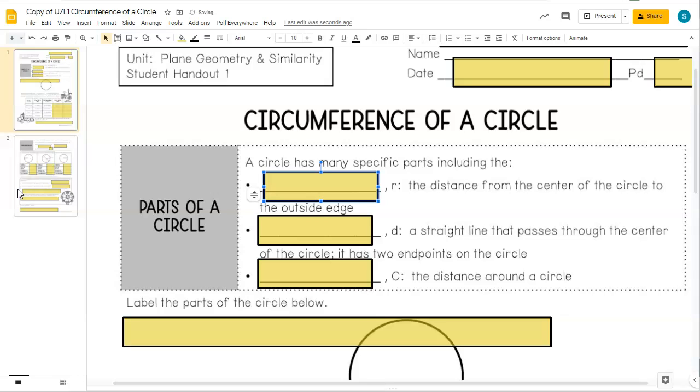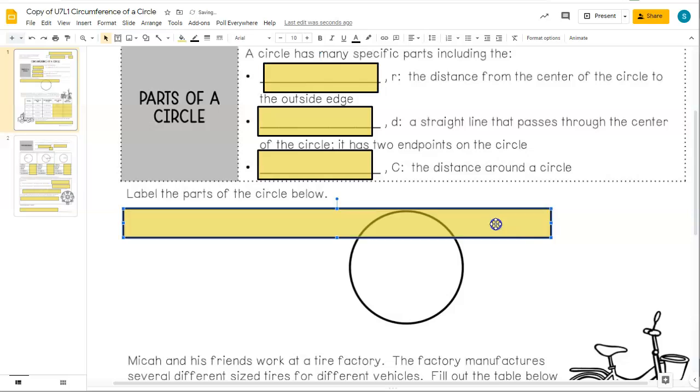Today we are starting a new unit. We're talking about area and shapes in the plane. Our first topic is going to be a few lessons on circles. So today we are talking about the circumference of a circle. Now, first thing you need to know is what is a circle.